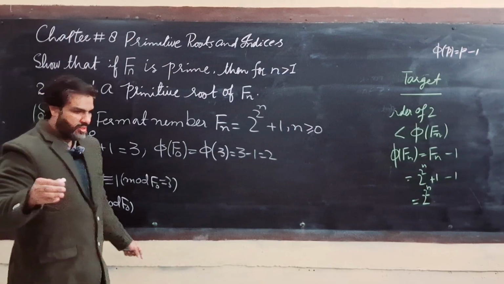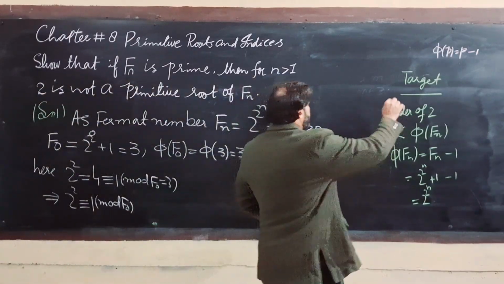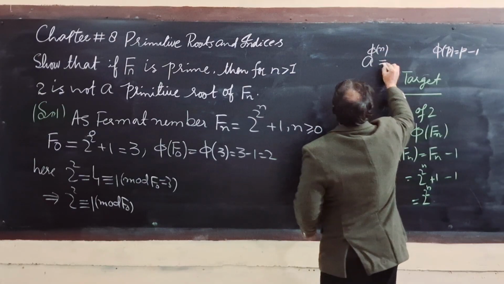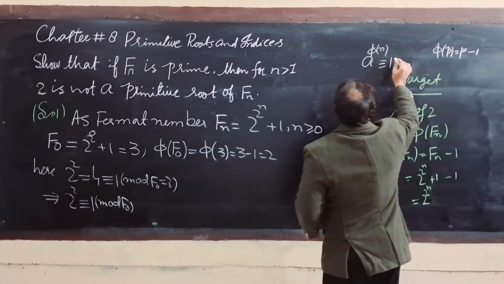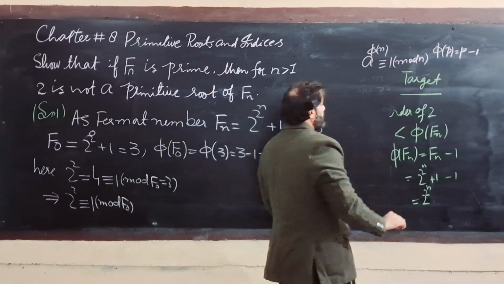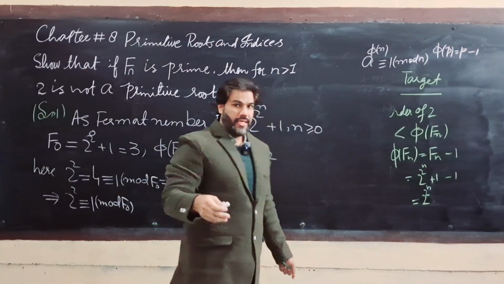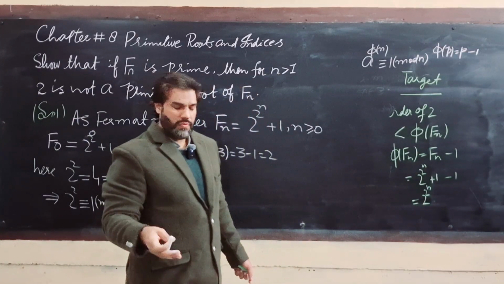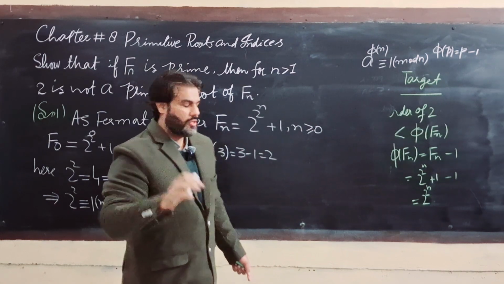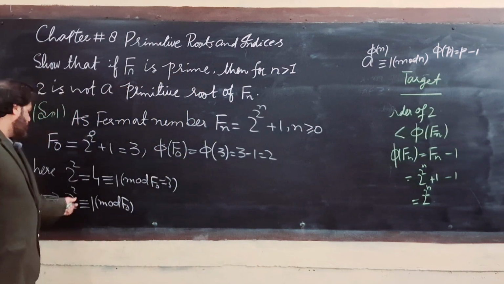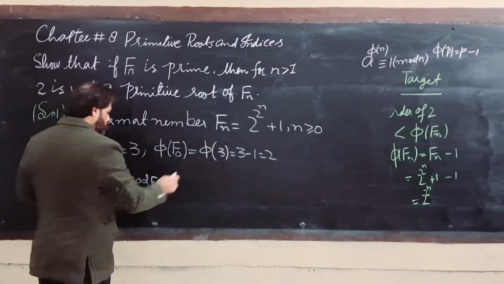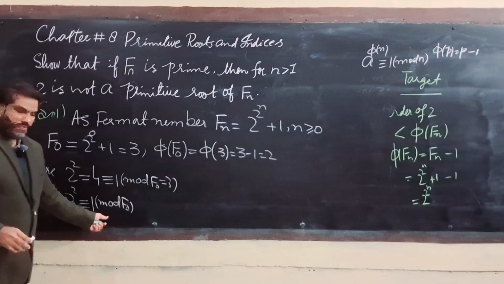What was the definition of a primitive root? A number a is called a primitive root of n if its order is phi of n. That is, a raised to power phi of n is congruent to 1 modulo n. So you can notice here the power of 2 is equal to phi of F0, which is also 2, and it is congruent to 1 modulo F0.